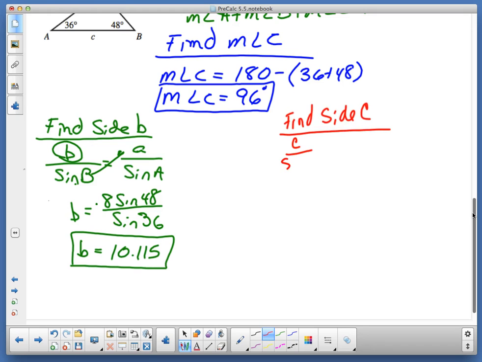Check it out, C over sine of C equals, and I'm going to use A over sine of A again, because that's a nice solid relationship. I'm just going to go with it. You guys, your turn, find C.